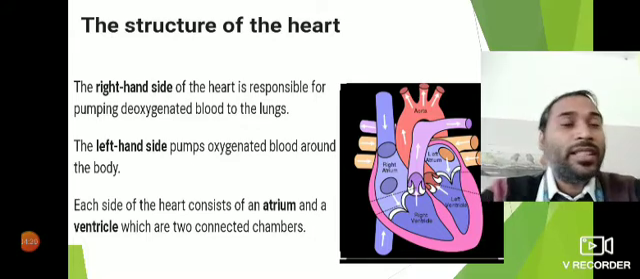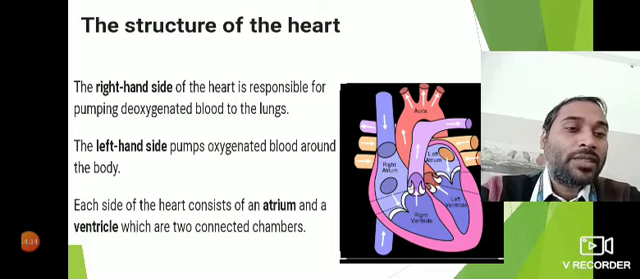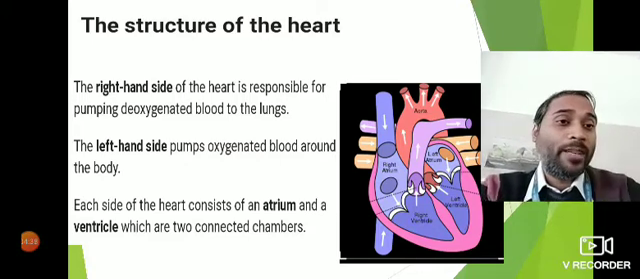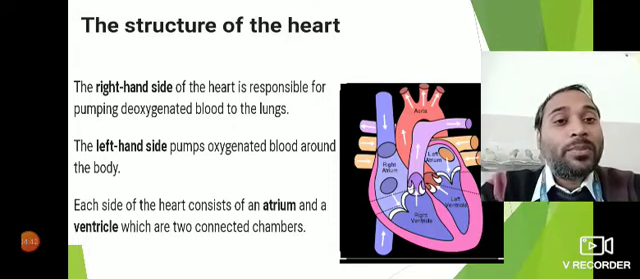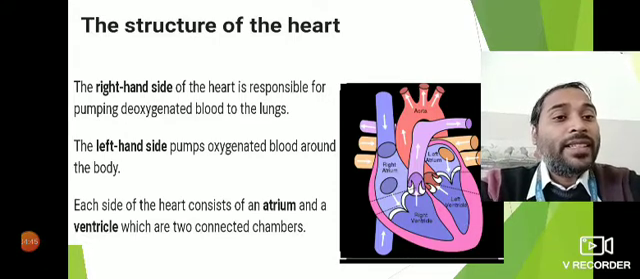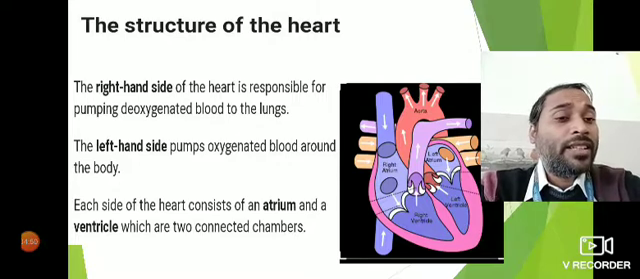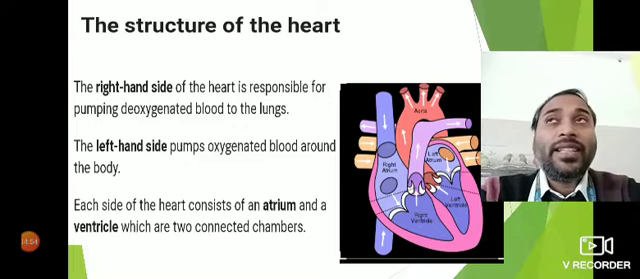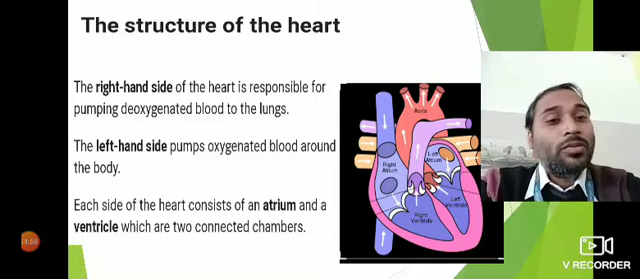We'll study the movement of blood from heart to lungs and from lungs to heart with the help of a flow chart or with the help of a schematic diagram which is there in the upcoming slide. So the left hand side pumps oxygenated blood around the body. So what is the task of right hand side? The task is to take away the deoxygenated blood to the lungs. And what is the work of the left hand side? To pump out the pure blood to all parts of our body.